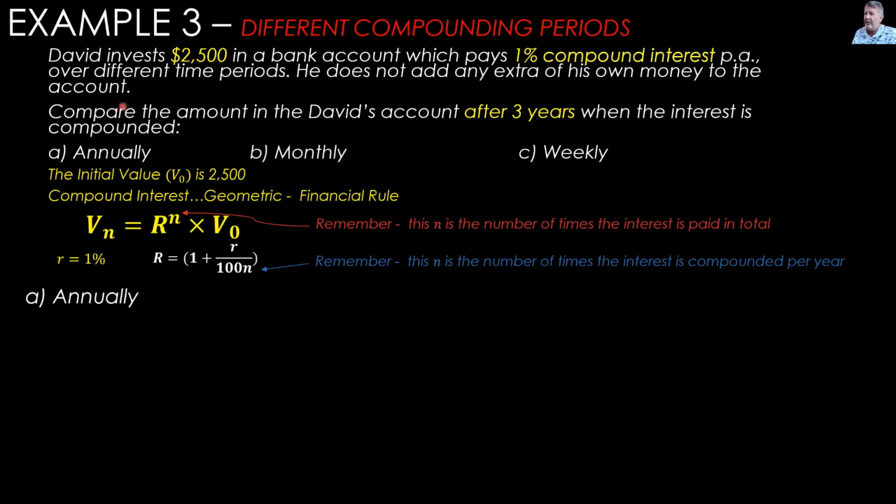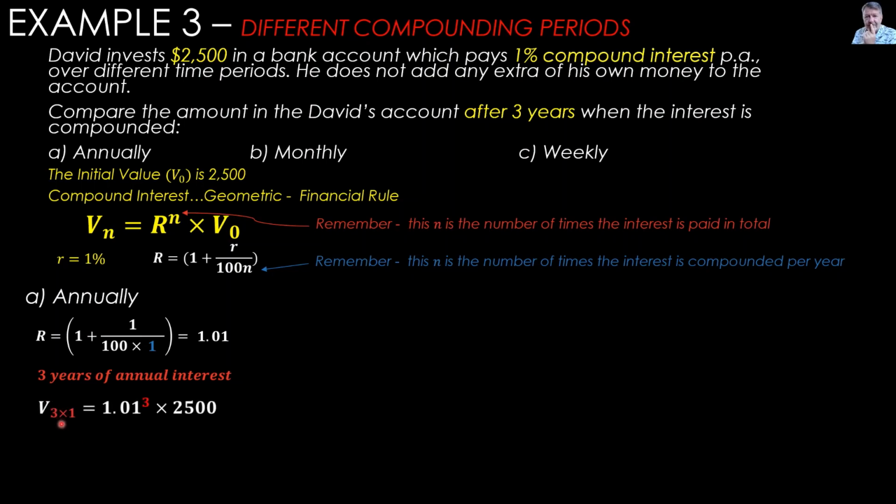Let's have a look at the first one. Annually, once per year. So R equals, it's once per year. So the little n down here is going to be 1. It was 1% over 1. 100 times 1, which is 1.01. So that means 3 years of annual interest. Okay, 3 years of annual interest. So what V are we going to, V what? V3, times 1. Which means we're going to have 1.01, which is our R, to the power of 3 times $2,500, which of course is $2,575.75.